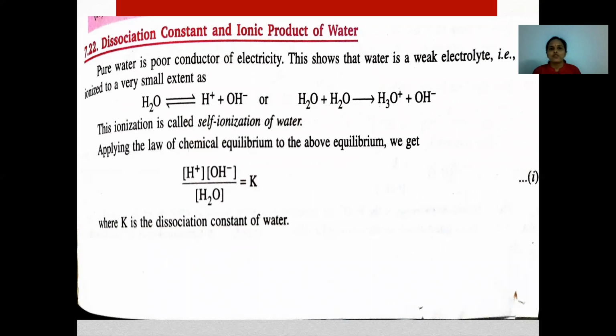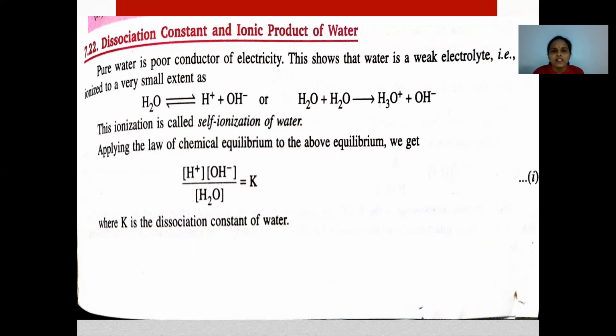Let's now come to the dissociation constant and ionic product of water. Ionic product of water is represented by Kw. So we'll see here the pure water, we already know, is a poor conductor of electricity. This shows that water is a weak electrolyte and it gets ionized to a very small extent. H2O gives H plus plus OH minus, or H2O plus H2O gives H3O plus plus OH minus, and this ionization is called the self-ionization of water.